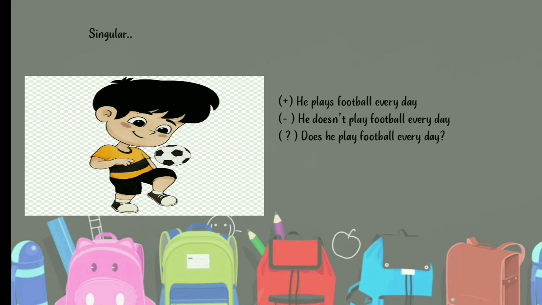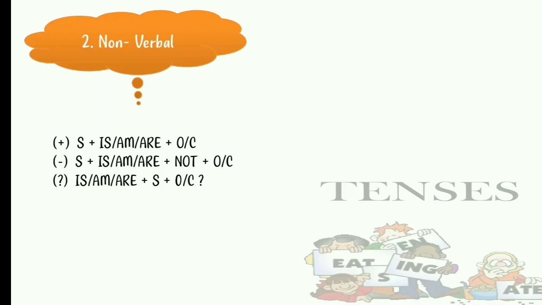We see the singular here. Singular artinya satu. He plays football every day. Perhatikan di play-nya ada tambah S. Why? Because this is singular. Satu saja subjeknya. He doesn't play football every day. And then, does he play football every day? So you just follow the rule to make you more easy in creating the sentence. Itulah dia perbedaannya. Okay? Now let's move to the non-verbal.